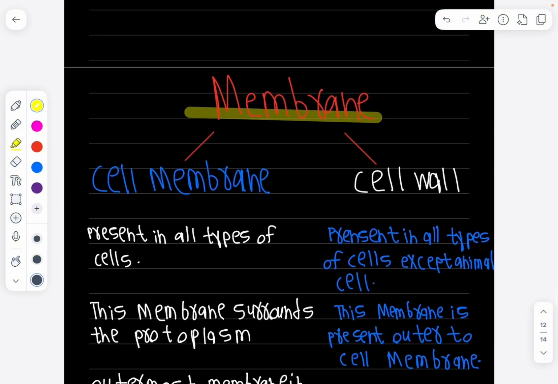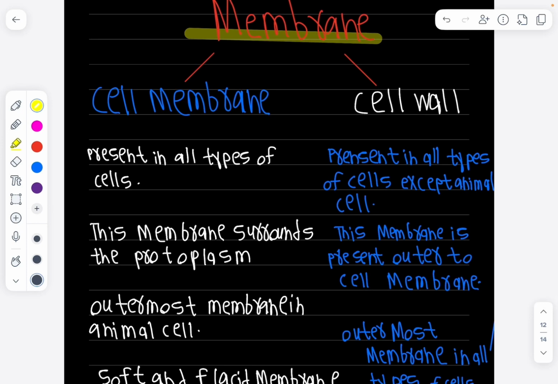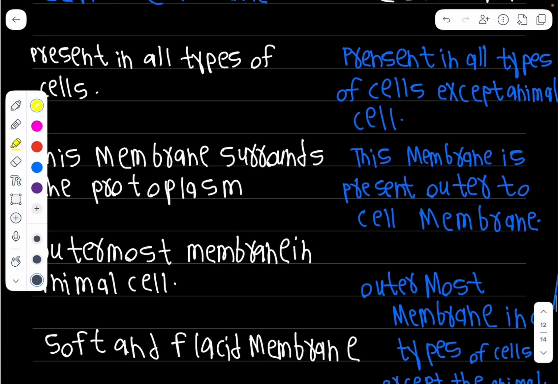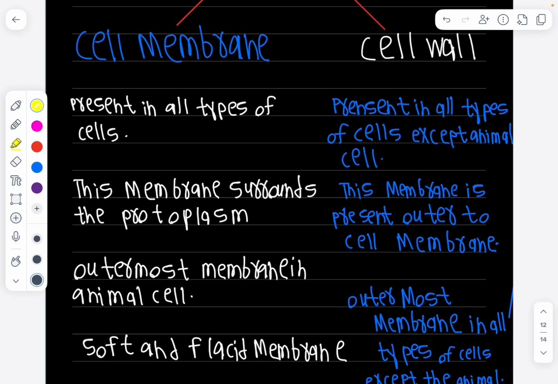Now the second topic is the membrane. There are two types of membrane, cell membrane and cell wall. So first we are going to talk about the cell membrane. The cell membrane is present in all types of cells.